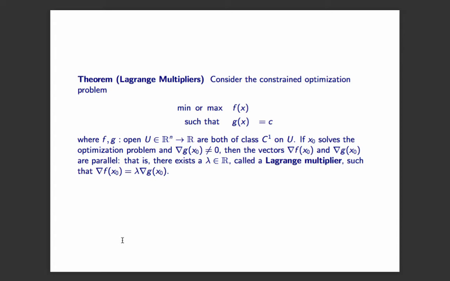So let's revisit Lagrange multipliers. The Lagrange multiplier was a first order condition for the constrained optimization problem, where I want to minimize or maximize some objective function f constrained to g of x equals c, where both f and g map open subsets of Rn to R. Both are class C1. If x naught solves the optimization problem, and the gradient of my constraint there is not 0, then the gradient of f and the gradient of g are parallel at that point, which means they're equal to a scaling of each other, and that scaling lambda is called the Lagrange multiplier. So again, this should be review.